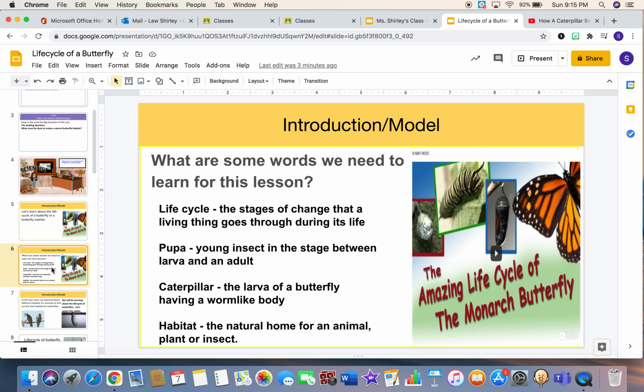So what are some words we need to learn for this lesson? Well, life cycle: the stages of change that a living thing goes through during its life. The pupa is the young insect in the stage between the larva, in this case a caterpillar, and an adult, in this case a butterfly. Now a caterpillar is the larva of a butterfly having a worm-like body. Now habitat: the natural home for an animal, plant, or insect.